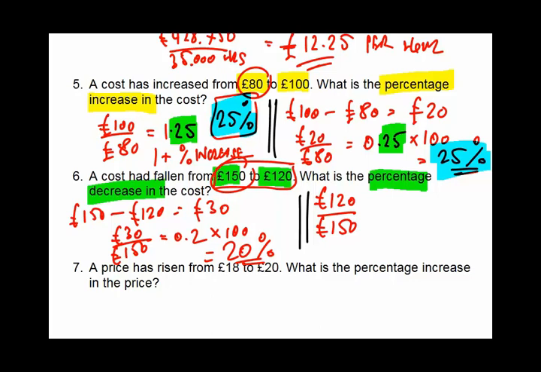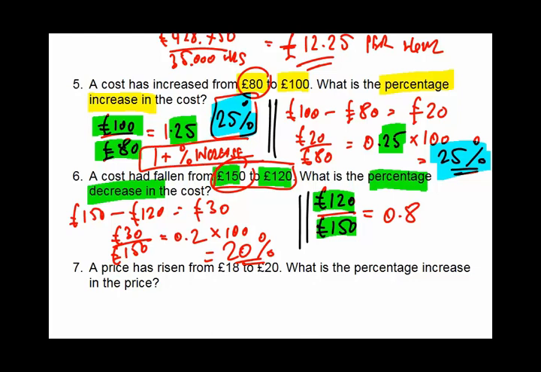So that's very similar to what we did in the previous example. Do you remember we took the 100 that the cost ended up at, divided by the 80 that the cost started at? We're doing exactly the same. It ended up at 120 and started at 150. Just looks a bit different because this time it was a decrease in price. But if you do 120 divided by 150, this time on your calculator you should get 0.8.